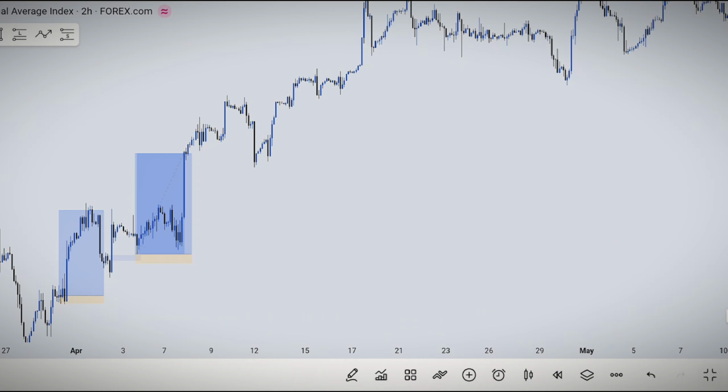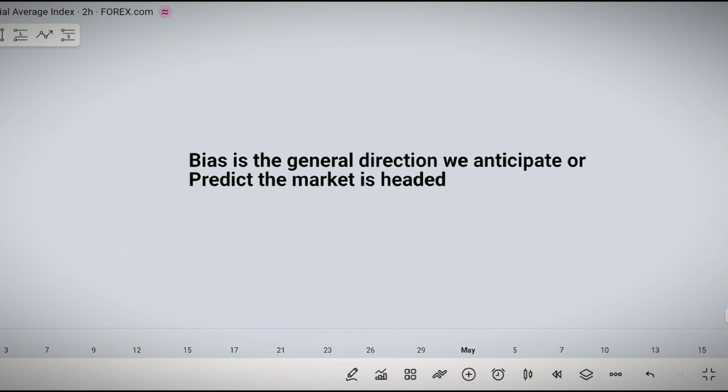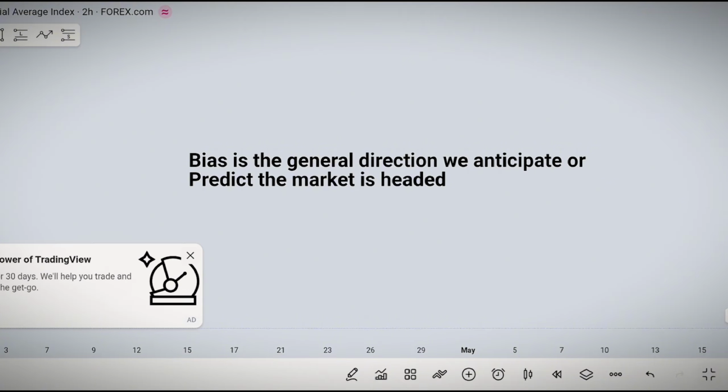So what is a bias? What does this bias even mean in a forex market? Bias is the general direction we anticipate or predict the market is headed. What do I mean by that? Bias is where we feel or we know the market is heading to over a specific period of time. It might be days, weeks, or months.